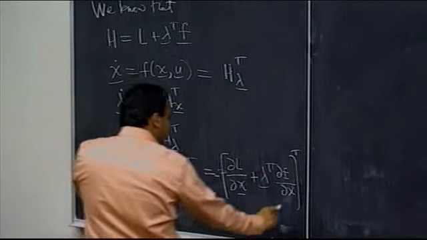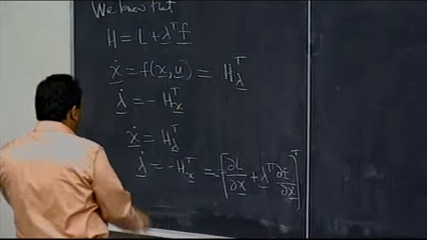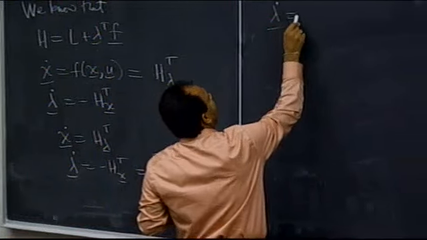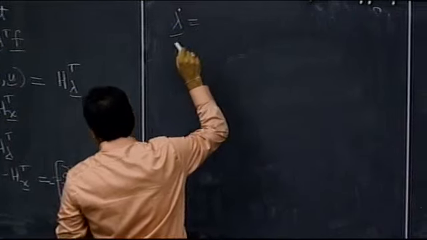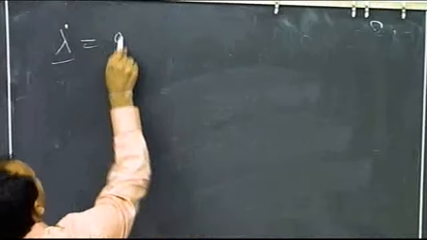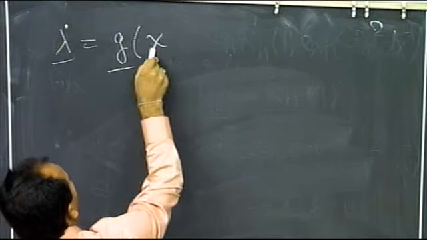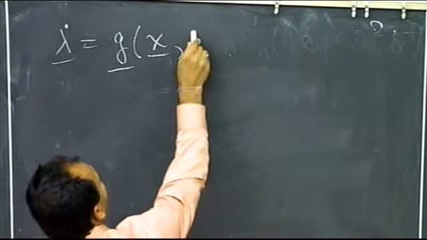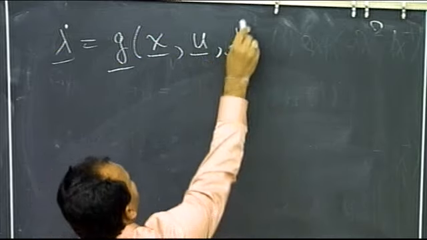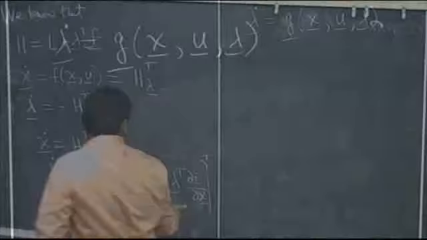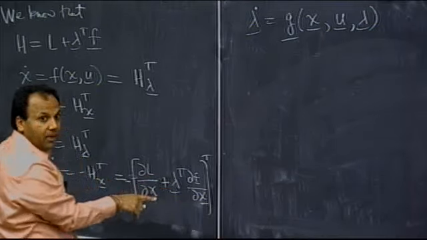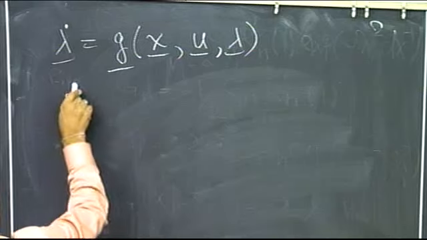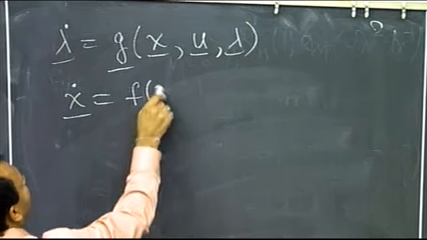And you can see here, what is lambda dot a function of? Let's just call it g. It's got to be a function of x, since there's x in here. It's a function of u, because f is a function of u, and L may also be a function of u. It's also a function of lambda. Now if you look at x dot equal to f of x and u.